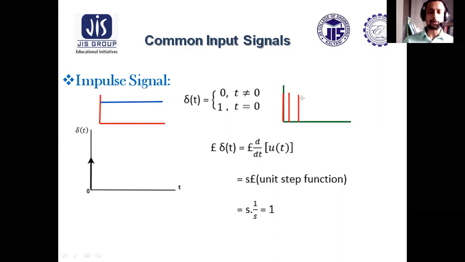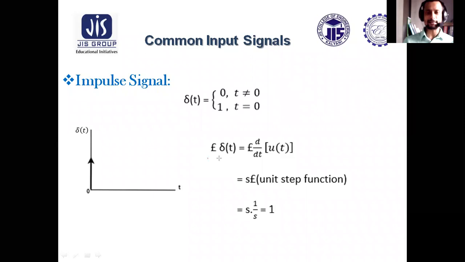Like this. Now, this could be performed by a mathematical operator, that is differentiation. So in order to get the smallest part from an integral part, we must perform differentiation. So this impulse function is nothing but differentiation of unit step. That is why we can write δ(t) = d/dt of u(t). So Laplace transformation of δ(t) equals Laplace transformation of d/dt of u(t).